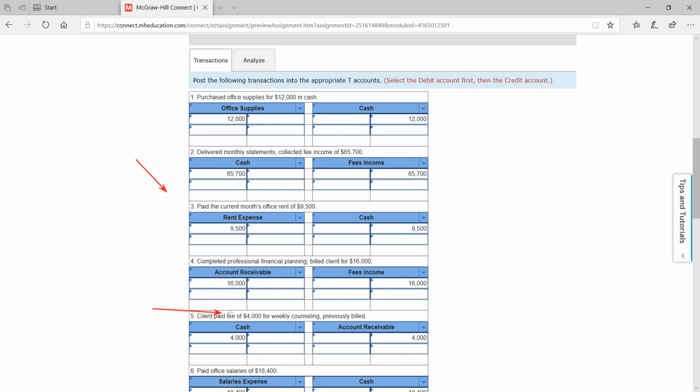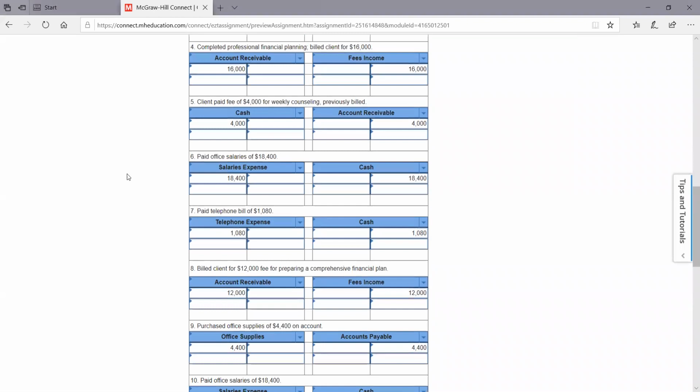Oh, I'm sorry, a client paid us. I'm sorry, I misread that. We had done the work. They owed us the money, so you're collecting on a client. So you're going to increase your cash and decrease that accounts receivable. You're shifting the asset. I mean, this is a good thing. You're collecting your cash. All right, so then we got 6.